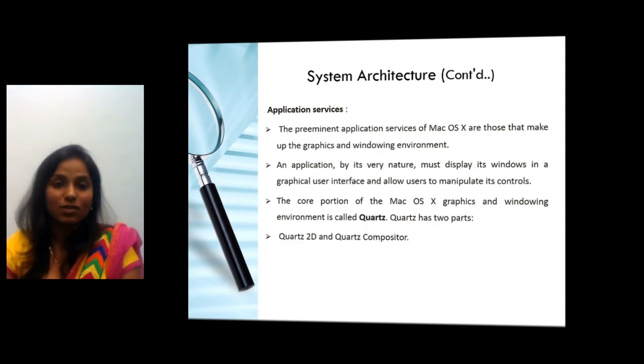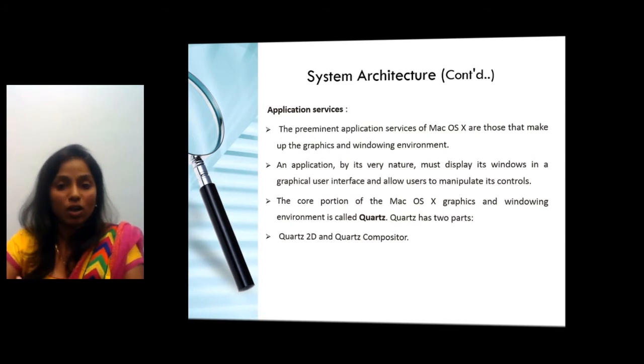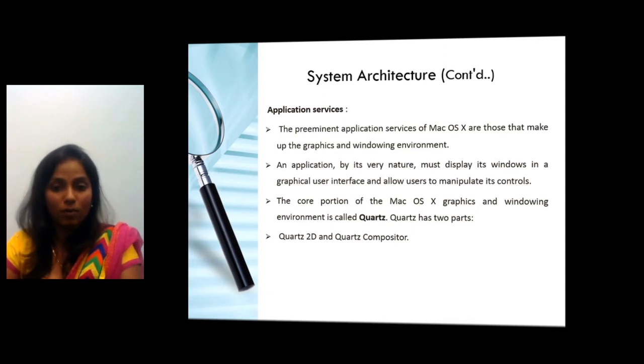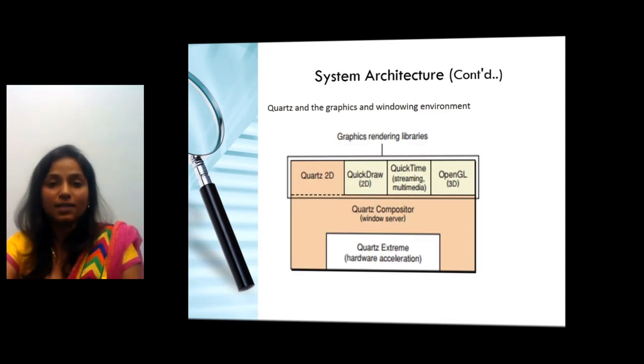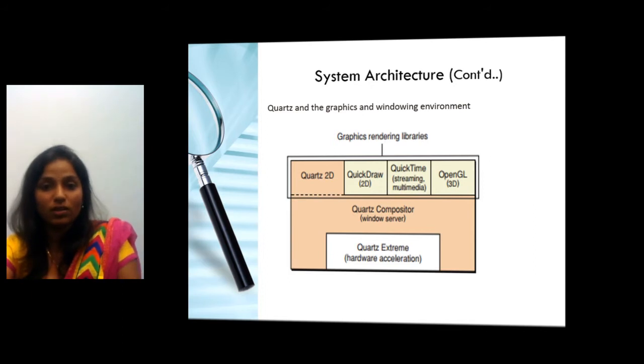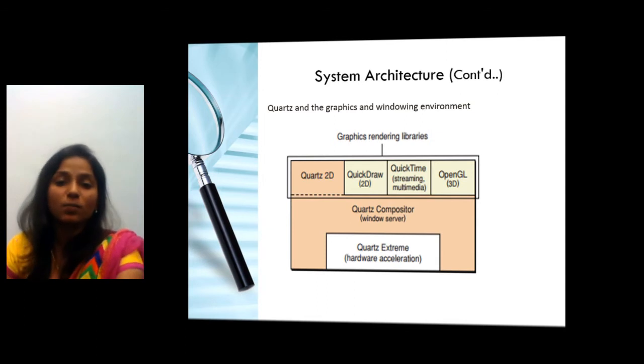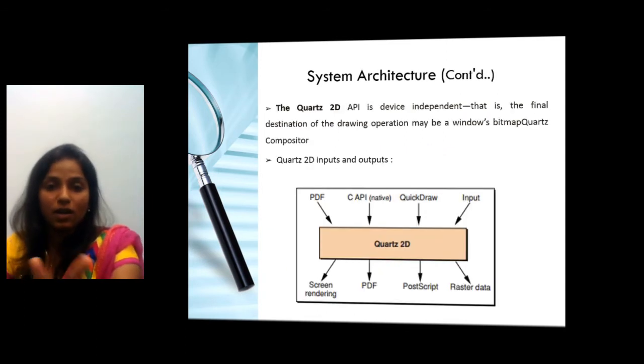The application services. The preeminent application services of Mac OS are those that make up the graphics and windowing. We develop these applications with Quartz 2D and Quartz Compositor. This is the diagram which represents Quartz 2D, which contains the rendering libraries: Quartz Draw, QuickTime, and OpenGL. And Quartz Compositor is the window server.